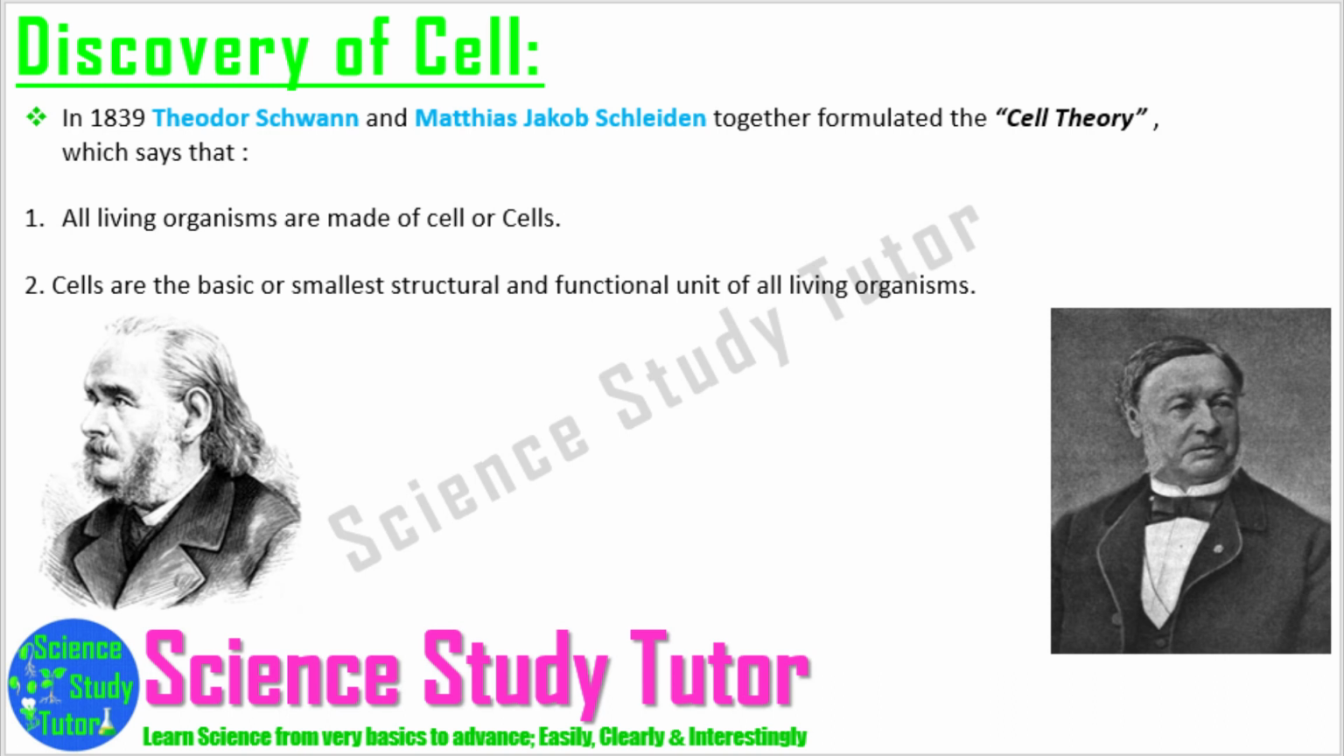In 1839, Matthias Jakob Schleiden and Theodor Schwann compared their findings and stated that both plants and animals are made of cells. They together formulated the cell theory. The two statements of the cell theory are: 1. All living organisms are made of cells, and 2. Cells are the basic or smallest structural and functional unit of all living organisms.